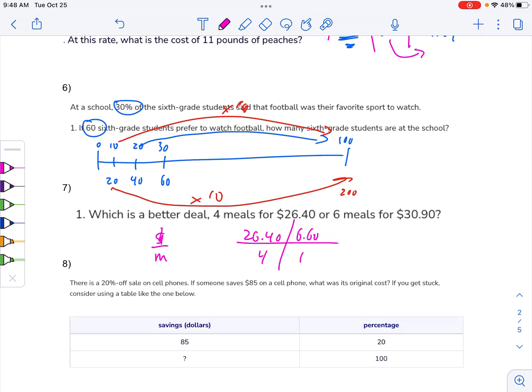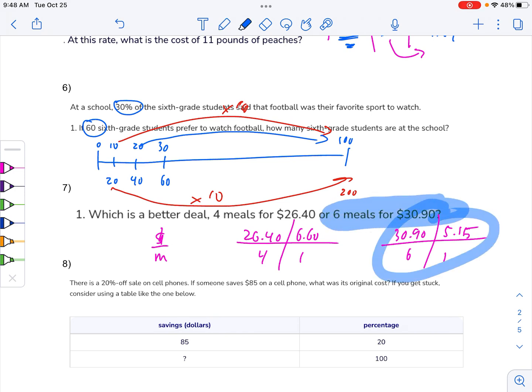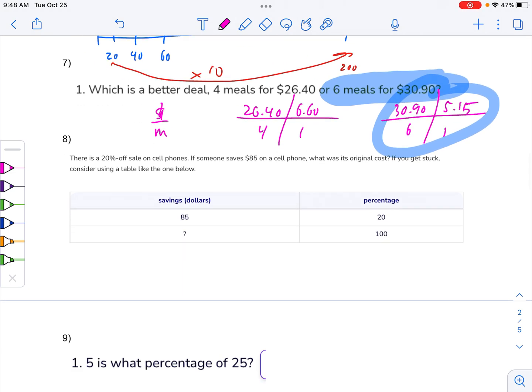Let's do the next one. We're going to use the unit rate. So I've got $30.90 divided by 6, which is going to be 1 meal, is $5.15. So this is the better deal, which is the 6-meal one. Make sure I'm answering the question I'm asking. Nice. All right, let's keep going.